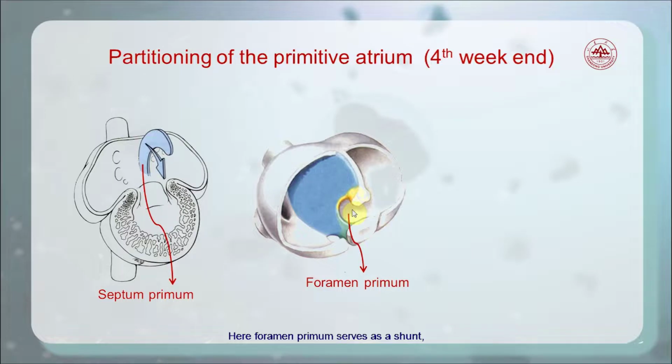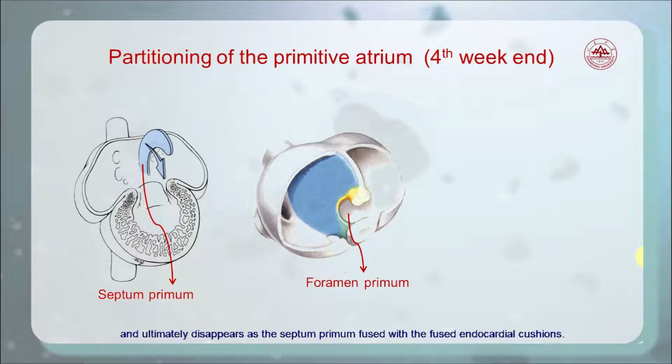Here, the foramen primum serves as a shunt, enabling oxygenated blood to pass from the right to the left atrium and then into the systemic circulation. With the further growth of septum primum, the foramen primum becomes progressively smaller, ultimately disappearing as the septum primum fuses with the endocardial cushion.